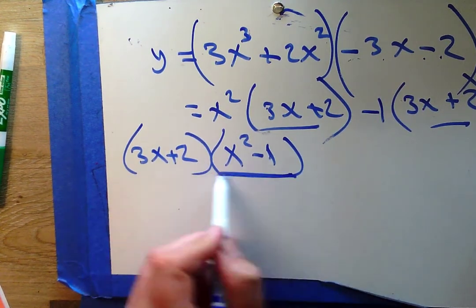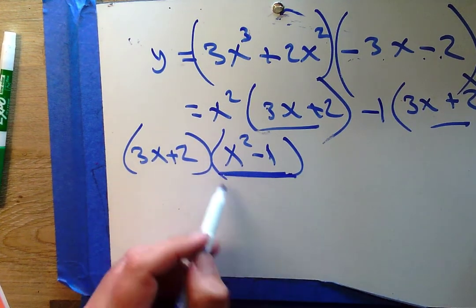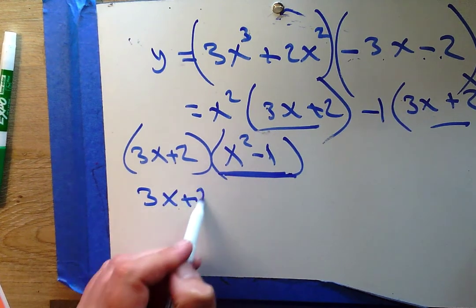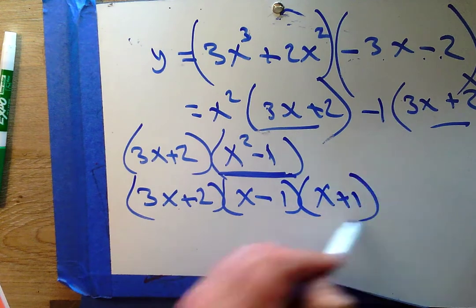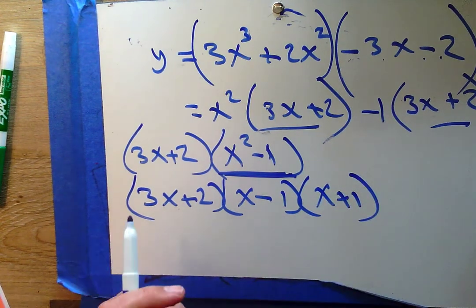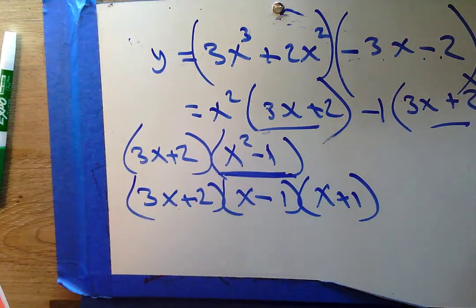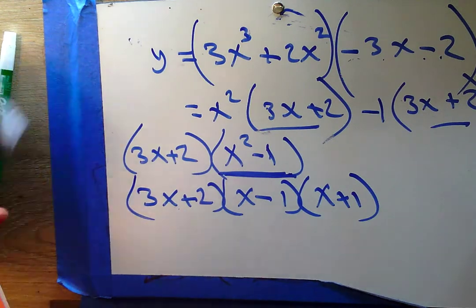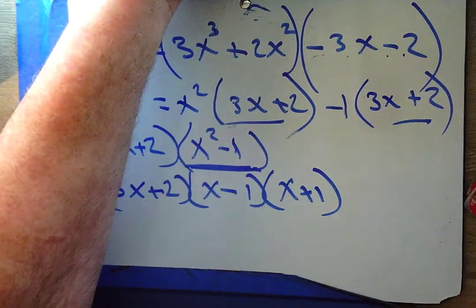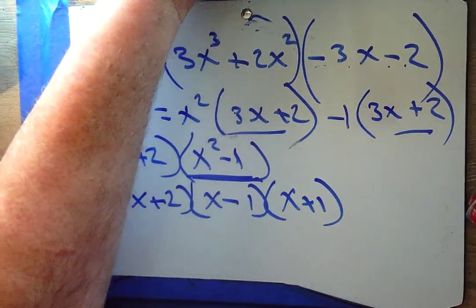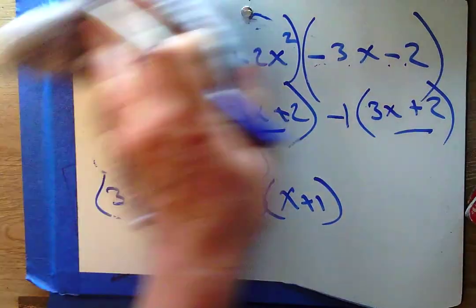Not done yet. Look at that. Difference of squares. 3x plus 2, x minus 1, x plus 1. And from here, no problem to graph. At least I hope that's the case. And if it is a problem to graph, you should probably ask some questions about that. Okay. All right. So now that was if we were able to factor it. So 1, try factoring.